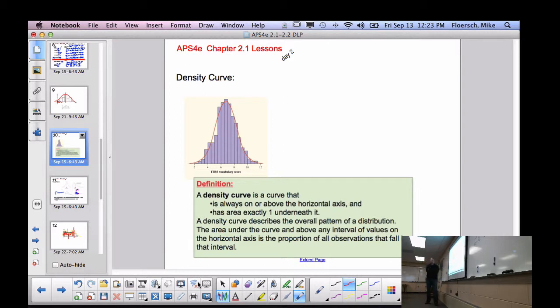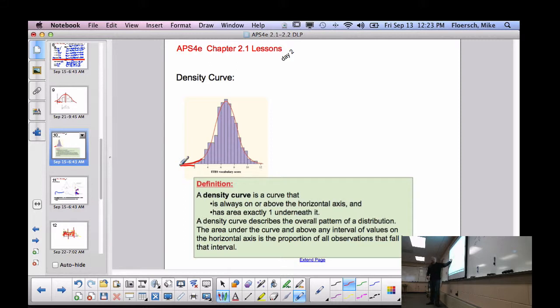A density curve is a curve that is always on or above the horizontal axis and has an area of exactly 1 underneath it. All right, let's put this in English. Always on or above the horizontal axis, meaning this comes down but never actually hits that graph. It's kind of like an asymptote, right, where it never actually hits the hyperbola.